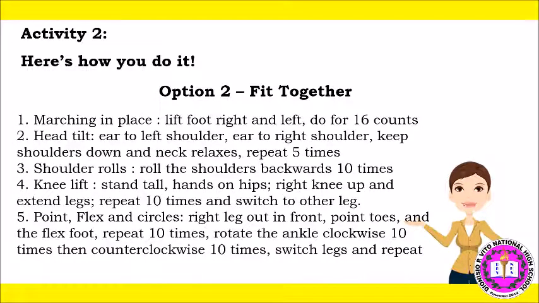Fourth, knee lift. Stand tall, hands on hips, right knee up, and extend legs. Repeat 10 times and switch to other legs. Fifth, point, flex, and circles. Right leg out in front, point toes, and then flex foot. Repeat 10 times. Rotate the ankle clockwise 10 times, then counterclockwise 10 times. Switch legs and repeat.